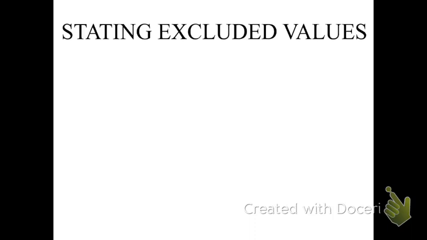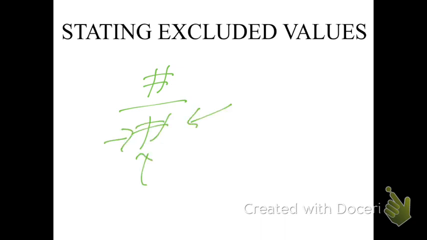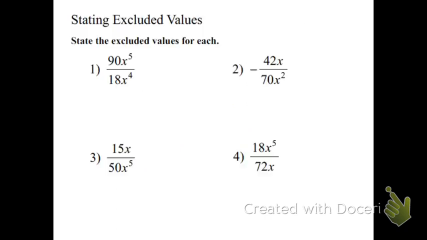All right, let's get through this as quickly as possible. We're stating excluded values, ladies and gentlemen, which means we're doing a lot of this. We're saying, oh, well, there's something divided by something. Well, this can never be 0. It cannot equal 0. So whatever the denominator is, we set that equal to 0 and we see what it can't be. Okay, if that wasn't confusing enough, here we go.